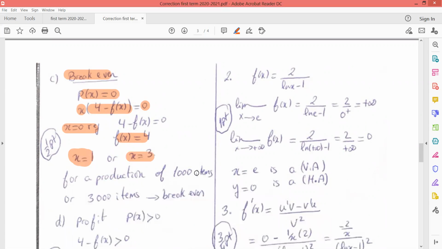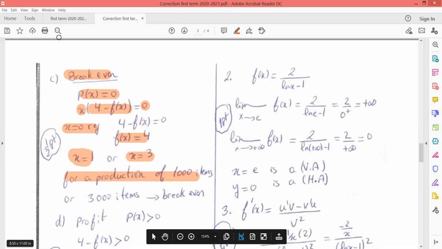So for a production of 3,000 items, we get a break even. This sentence here is not correct. So for a production of 3,000 items, we get a break even.